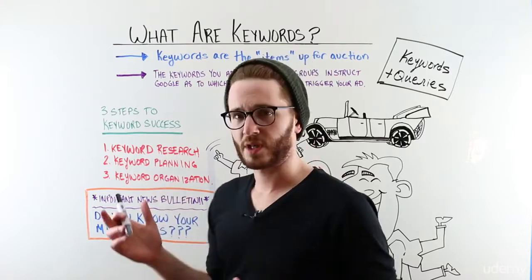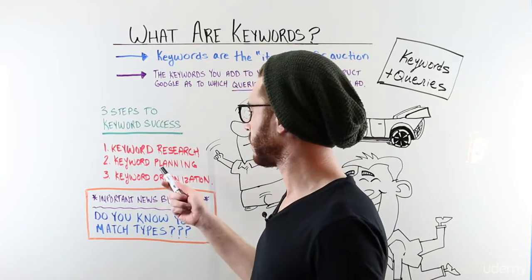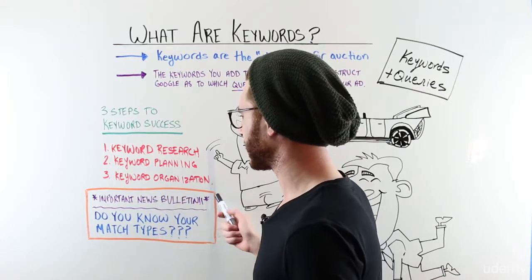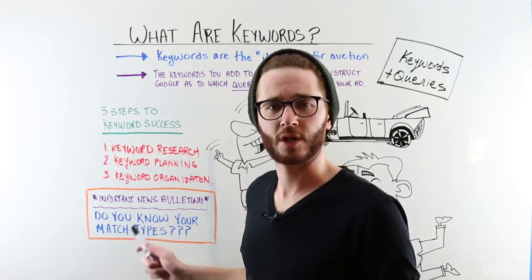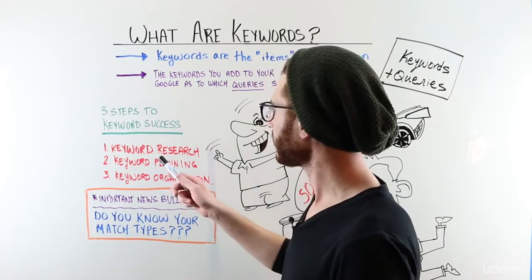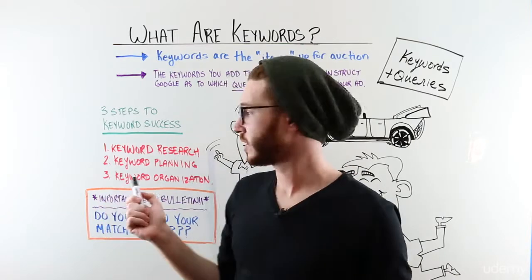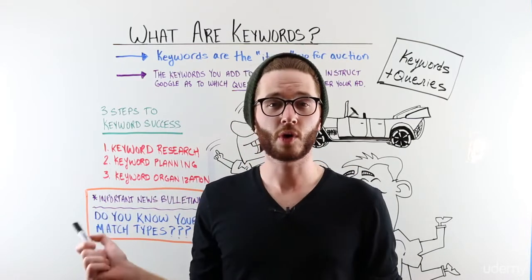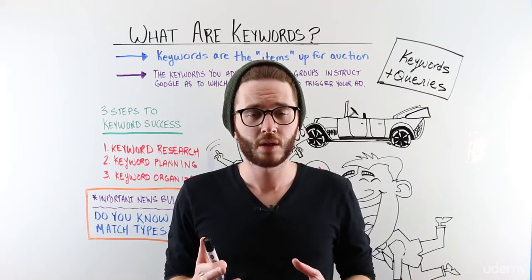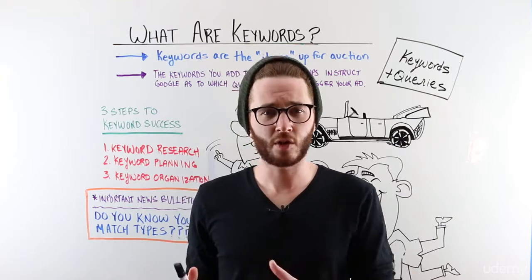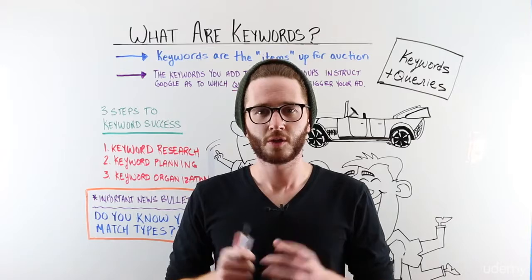There are 3 steps to keyword success. One is keyword research, 2 is keyword planning, 3 is keyword organization, and important news bulletin, do you know your match types? We just covered that, and we're going to speak about match types. But 3 very important steps to keyword success: keyword research, keyword planning, and keyword organization. Now that we know what keywords are conceptually, let's figure out how to operationalize keywords by understanding and using these 3 steps successfully. So let's get to it.